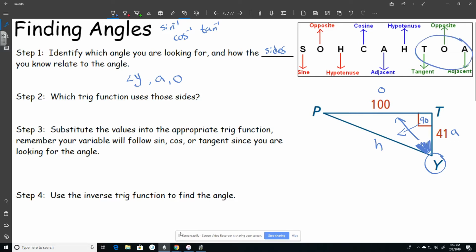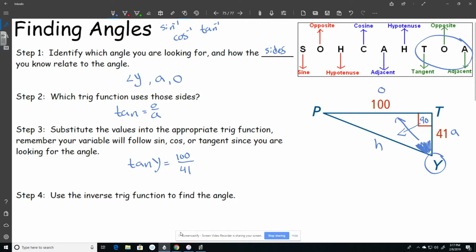And again, that's my tangent, SOHCAHTOA. TOA stands for tangent, that uses my opposite over adjacent. Okay. Now I just plug in the values to that trig function. So the tangent of angle Y, we don't know what that angle is, so that's going to be my variable. The tangent of this angle that I don't know is equal to the opposite side, 100, divided by the adjacent side, 41.